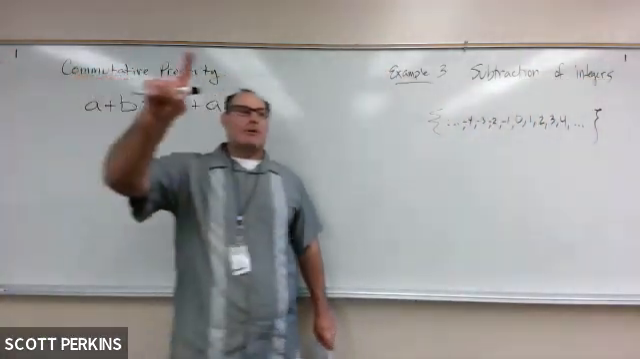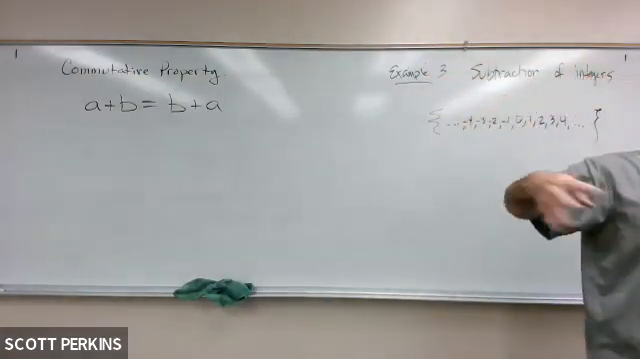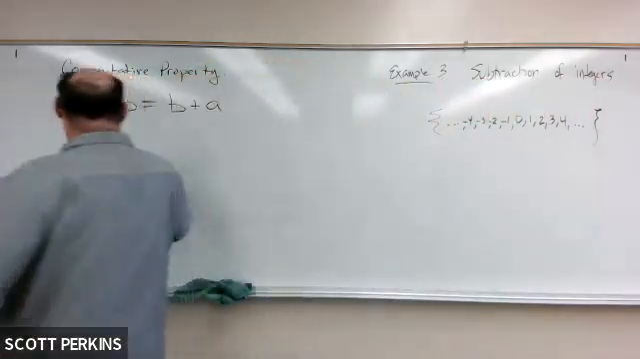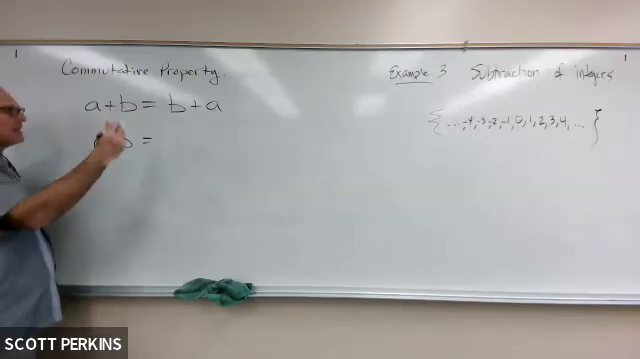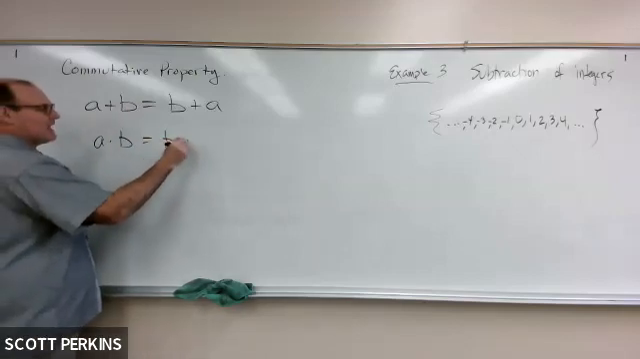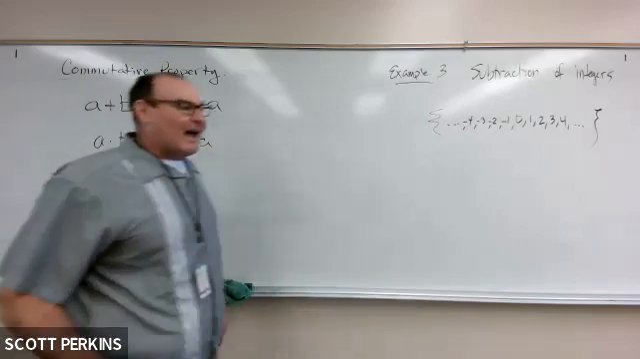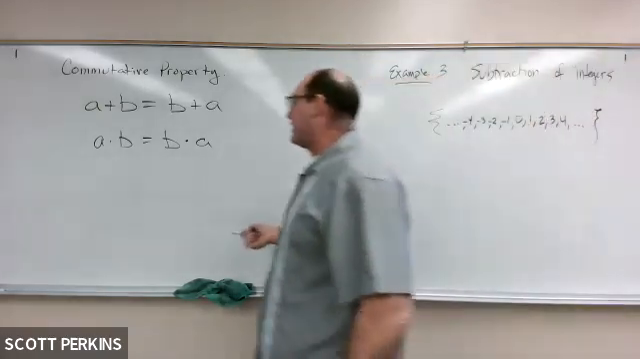There's one other operation that is commutative. The order doesn't matter. Does anyone have a hypothesis? What's the other one? Sure, multiplication. Perfect. So A times B, I'm going to use a dot for multiplication, you can use an X if you feel like it, is the same thing as B times A. We do not enjoy the commutative property with division or subtraction. I could show you with a quick example.